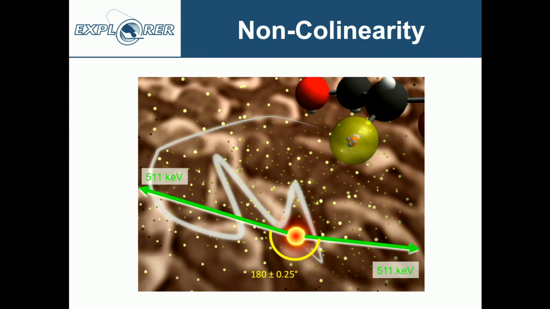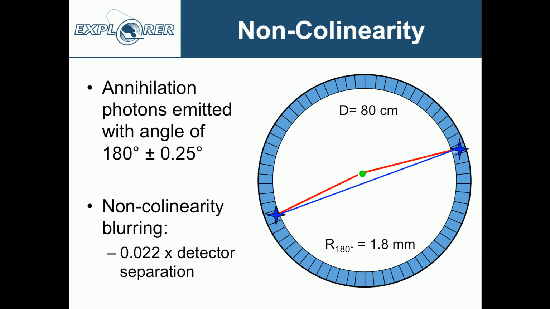The other physics effect that we have to deal with is the non-collinearity. And this arises from the fact that when the electron and the positron annihilate in tissue, they're not completely at rest. And therefore, in order to conserve both energy and momentum in that annihilation reaction, the two 511 keV annihilation photons don't come off exactly 180 degrees apart. They have a distribution around 180 degrees that's roughly plus or minus a quarter of a degree. And the impact of that is that we misposition events in the reconstruction.